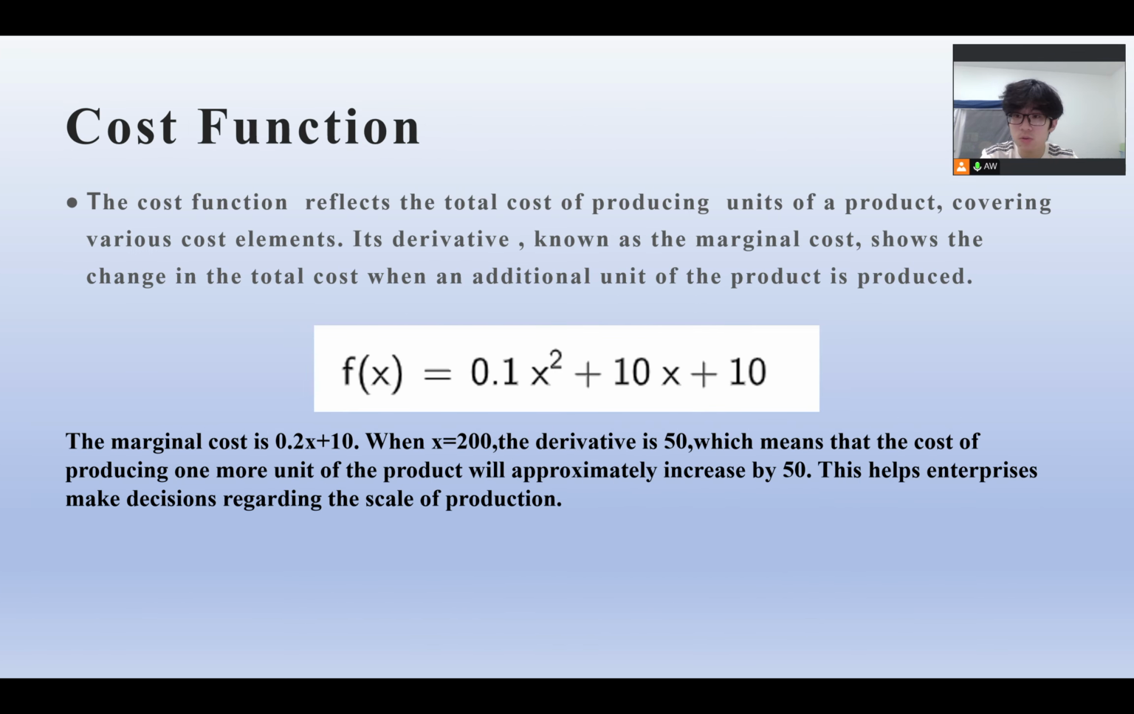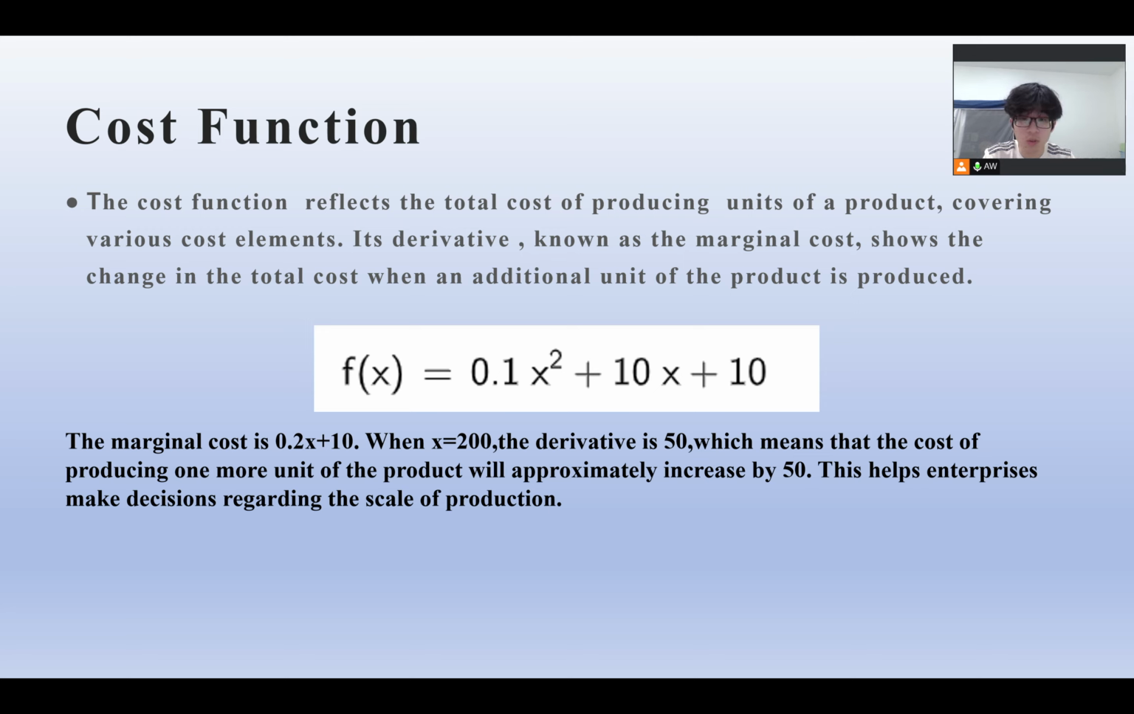So first I would like to talk about the cost function. The cost function reflects the total cost of producing units of a product, covering various cost elements. Its derivative, known as marginal cost, shows the change in the total cost when an additional unit of product is produced. So let me give you an example.